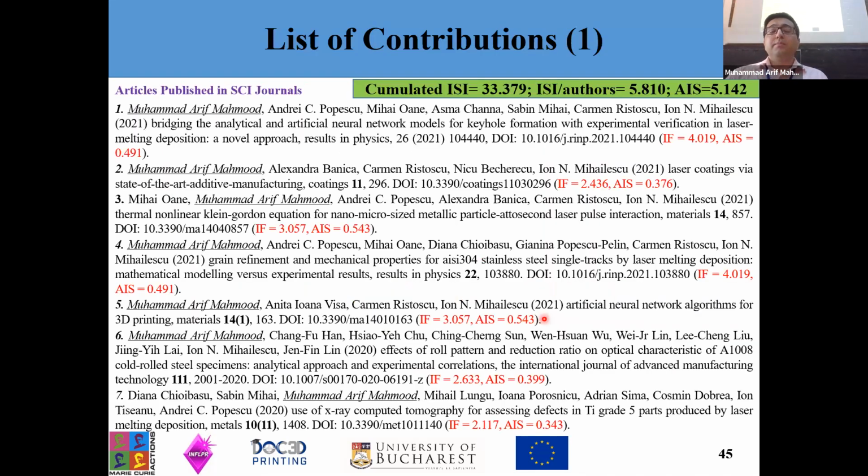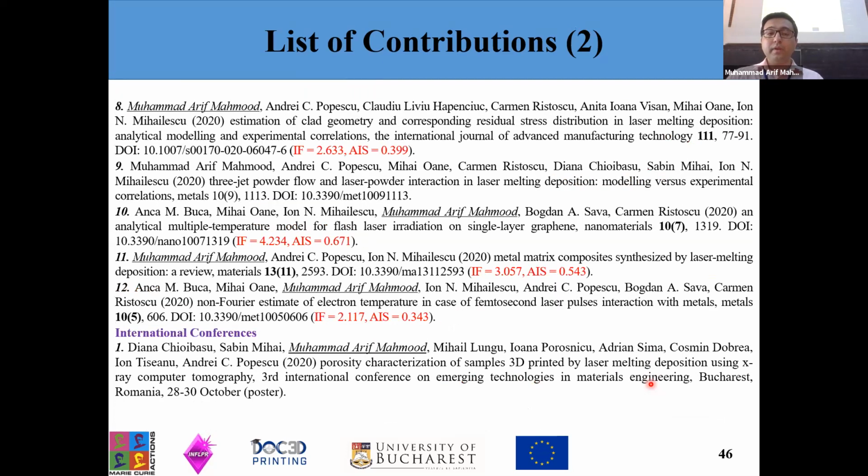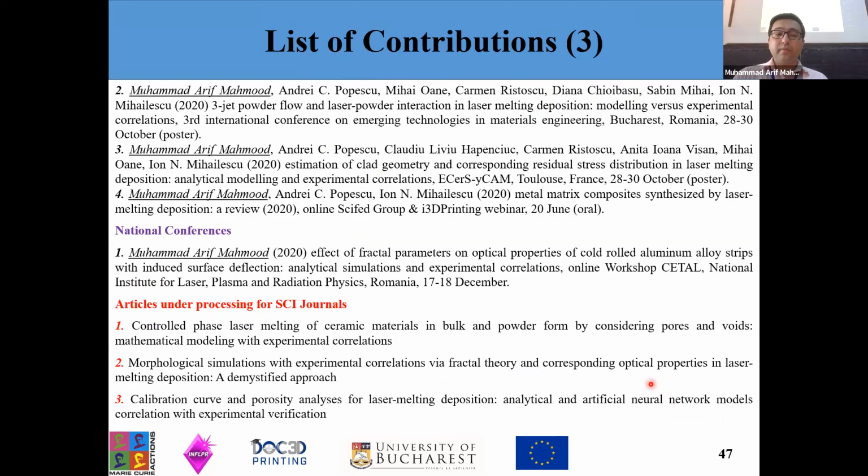So during my PhD, I published almost 12 ISI papers with the cumulated ISI 33.379 and AIS factor 5.142. Besides this, I attended 4 international conferences and one national conference. And these 3 articles are under process.